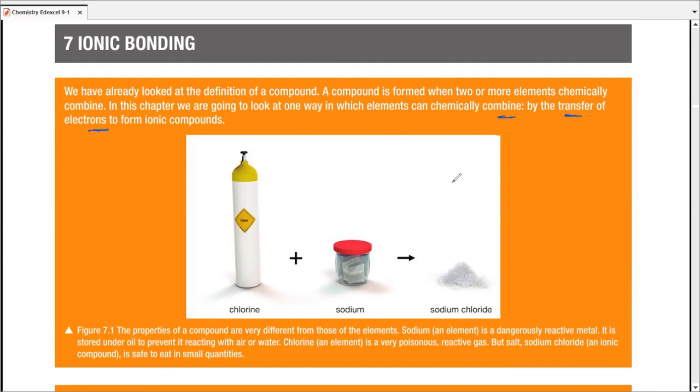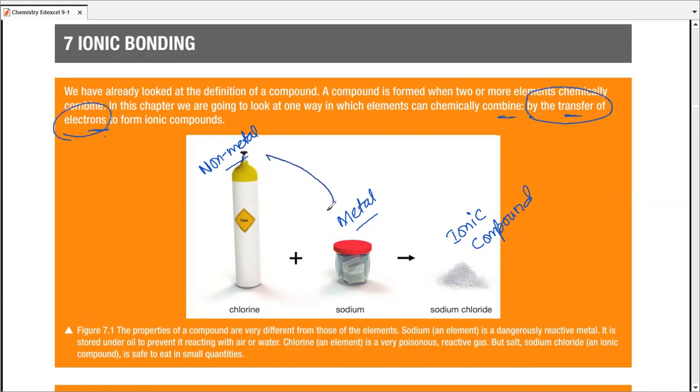What you can see in front of you in the diagram is a metal combining with a non-metal, and then you are going to get the ionic compound. That's exactly what this whole thing is about. Remember that in an ionic compound, the examples are always going to be like this: a metal combining with a non-metal, forming an ionic compound. And the way that happens, since we are mentioning it specifically, is by the transfer of electrons, so that's going to happen like this.